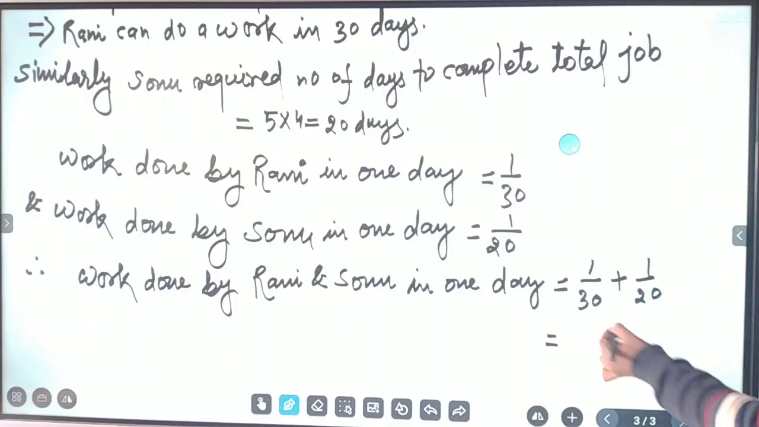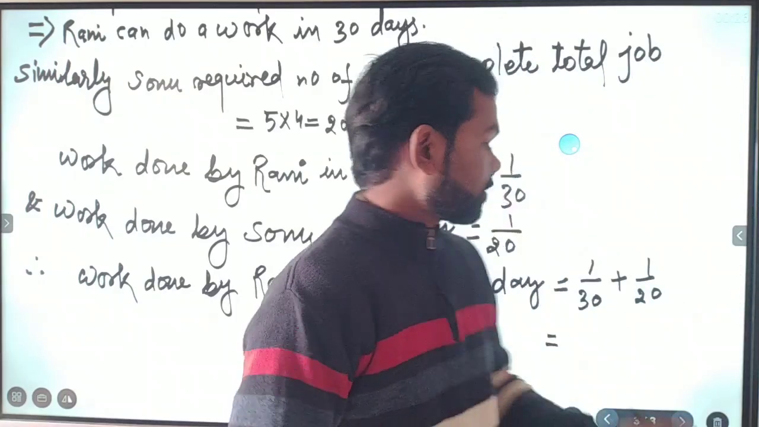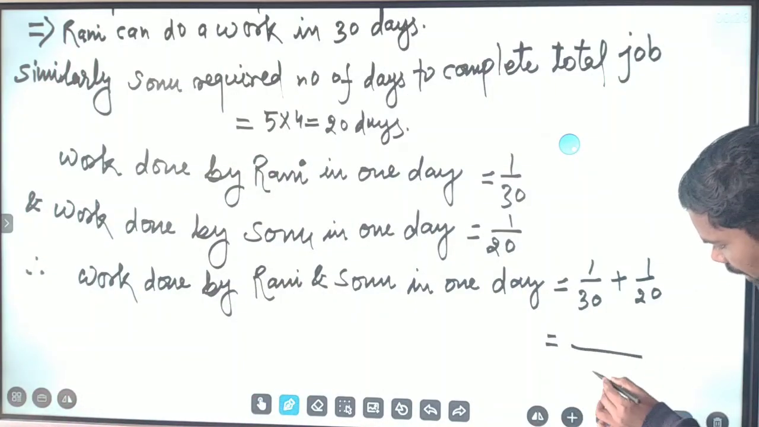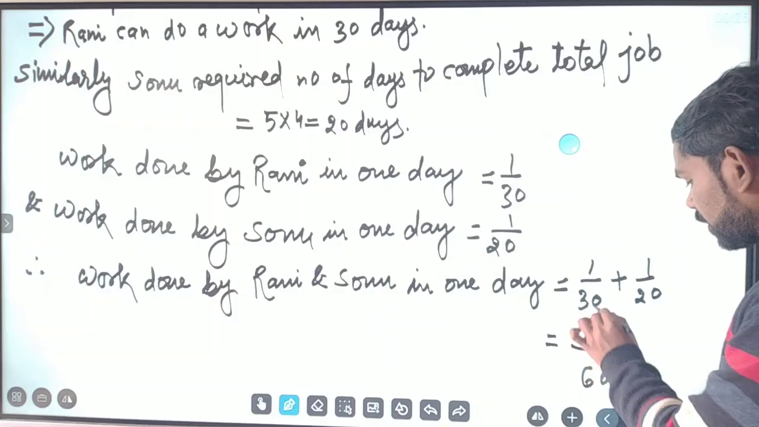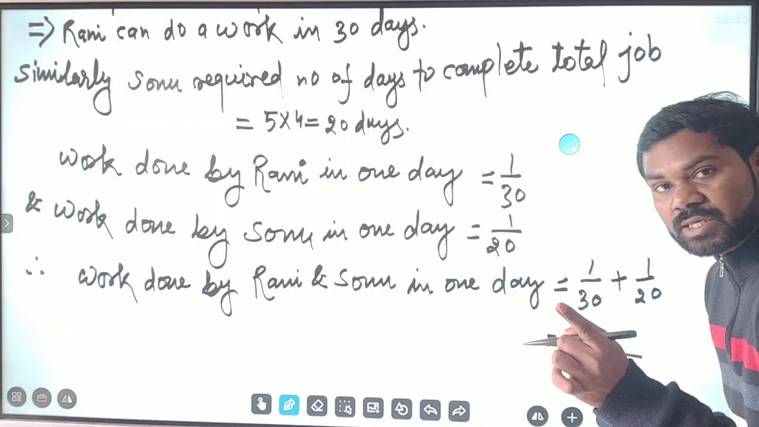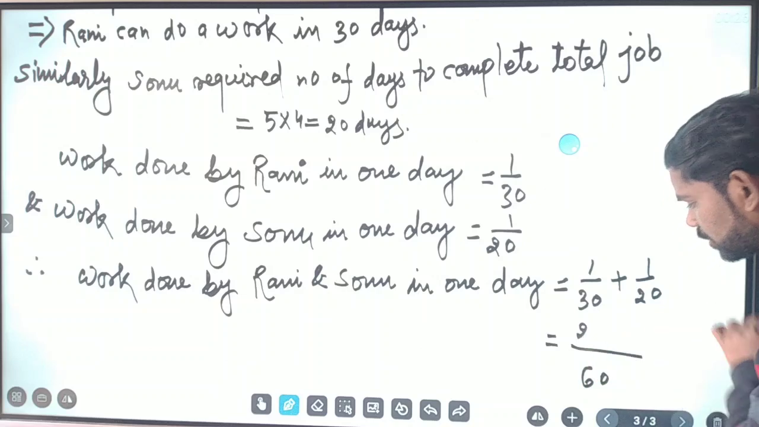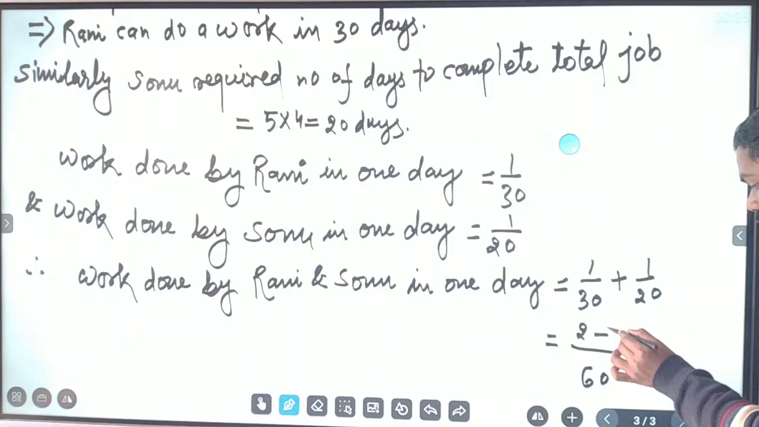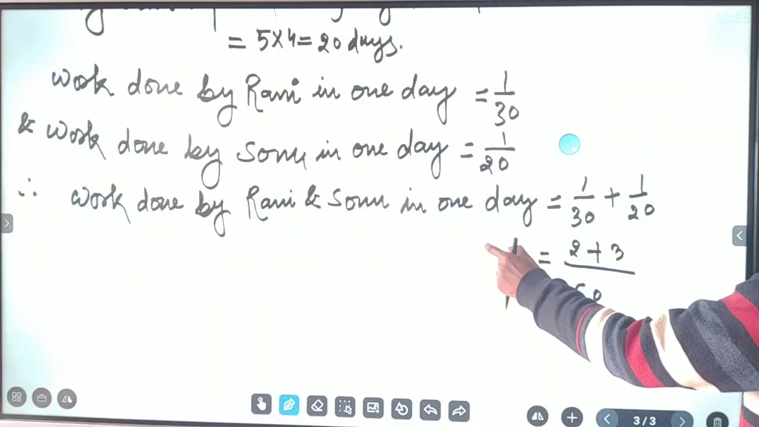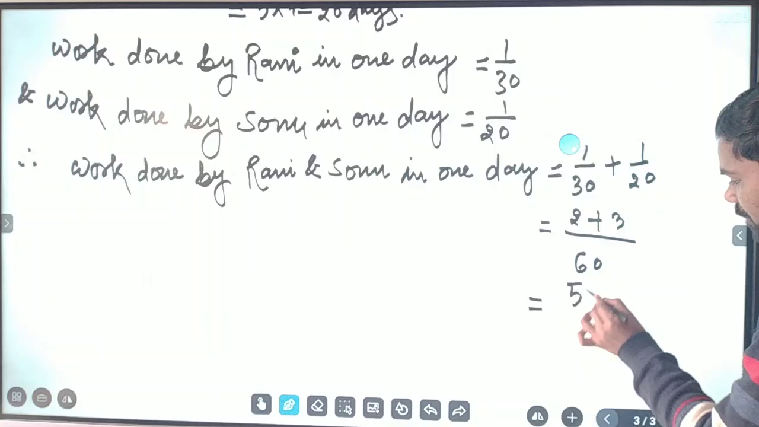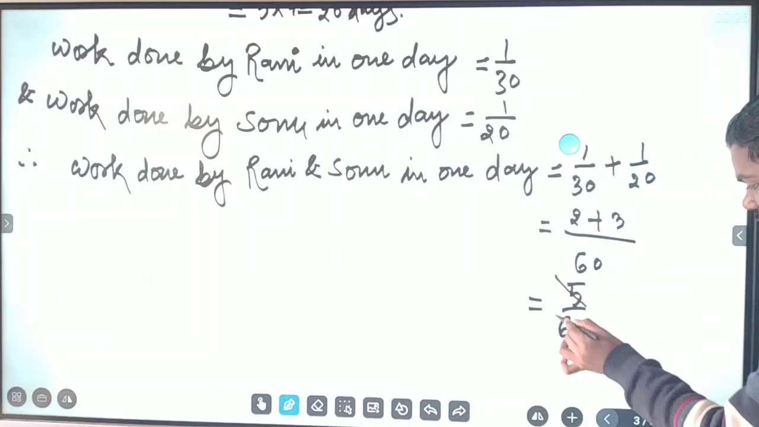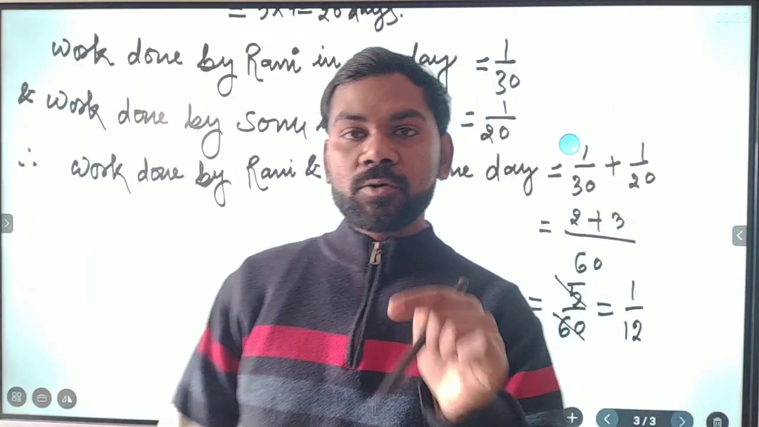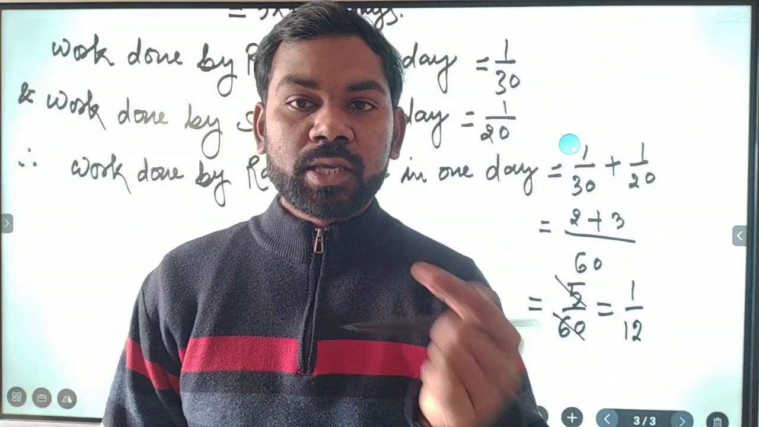Now let's see the solution. The LCM of 30 and 20 is 60. So we write the LCM as 60. When 30 divides 60, we get quotient 2, and 2 multiplied by 1 gives 2. And when 20 divides 60, it goes 3 times, so we get 3. So the next step is 5 by 60, and after simplification we get 1 by 12. So this 1 by 12 is the work done by Rani and Sonu in 1 day.